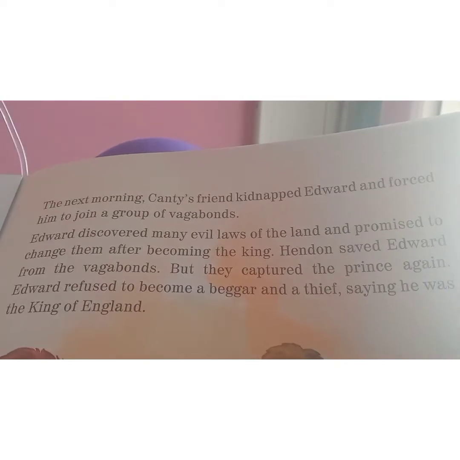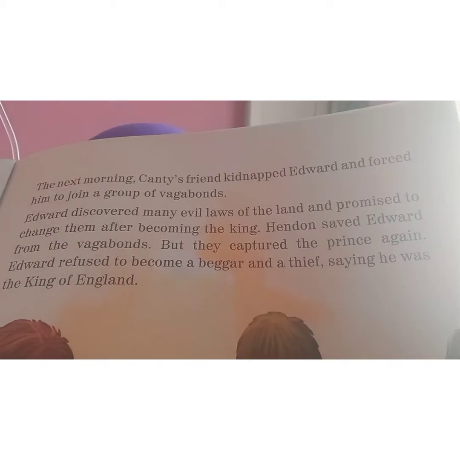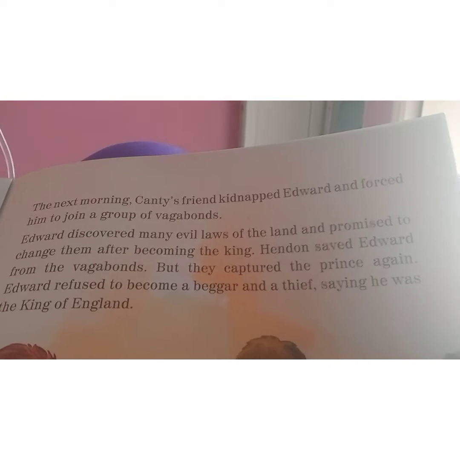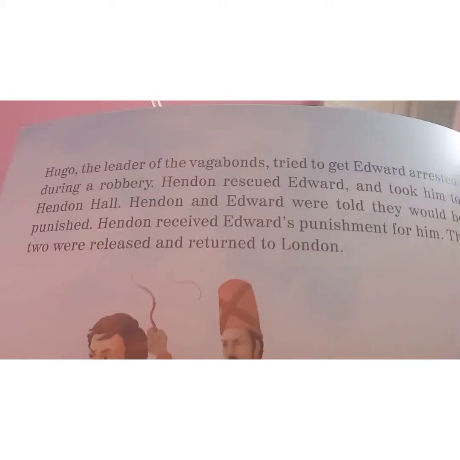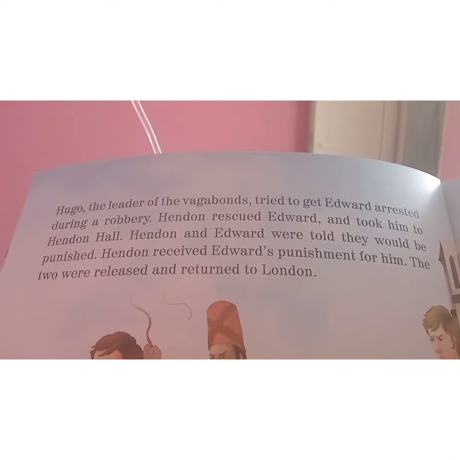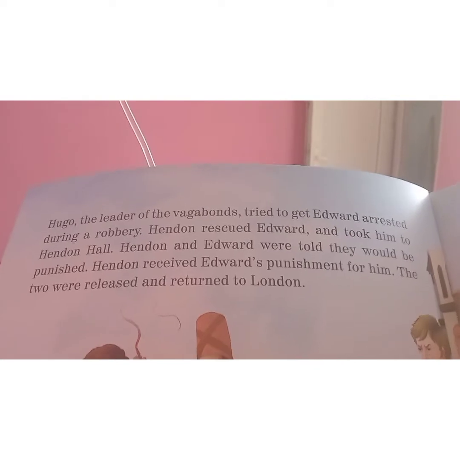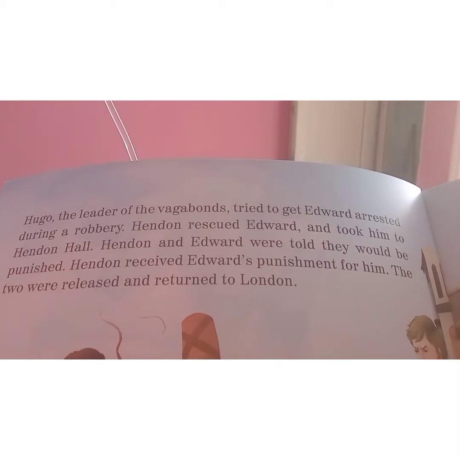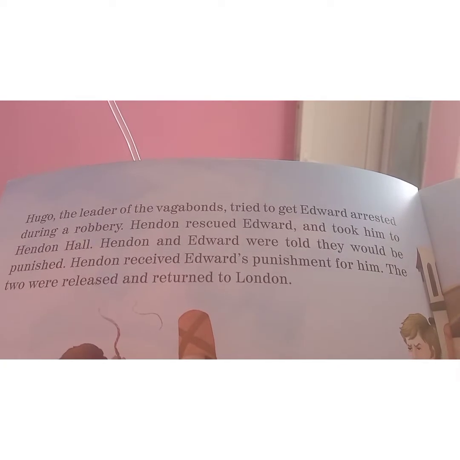Edward discovered many evil laws of the land and promised to change them after becoming the king. Hendon saved Edward from the vagabonds, but they captured the prince again. Edward refused to become a beggar and a thief, saying he was the king of England. Hugo, the leader of the vagabonds, tried to get Edward arrested. During a robbery, Hendon rescued Edward and took him to Hendon Hall.